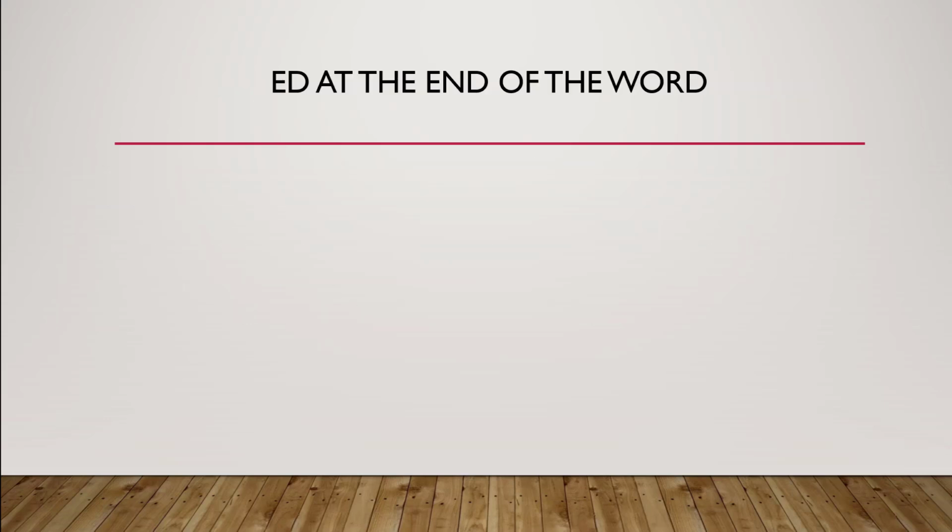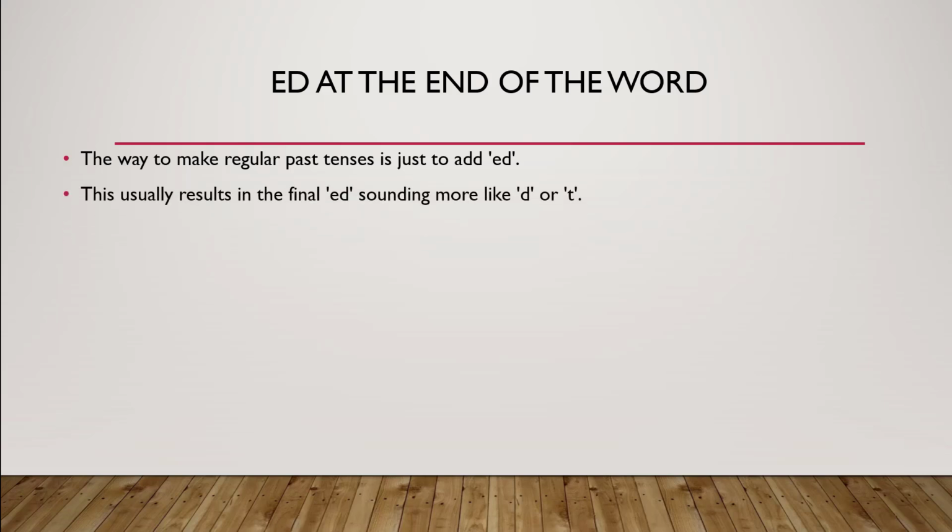Then we have, first one we want to look at, the ed at the end of a word. And this is the way we make past tenses of regular verbs. It's just add ed, or just a d if it's already ending in e. And when we speak these, they don't actually sound like an ed. They sound more like a d or even a t, as we'll see in these examples.